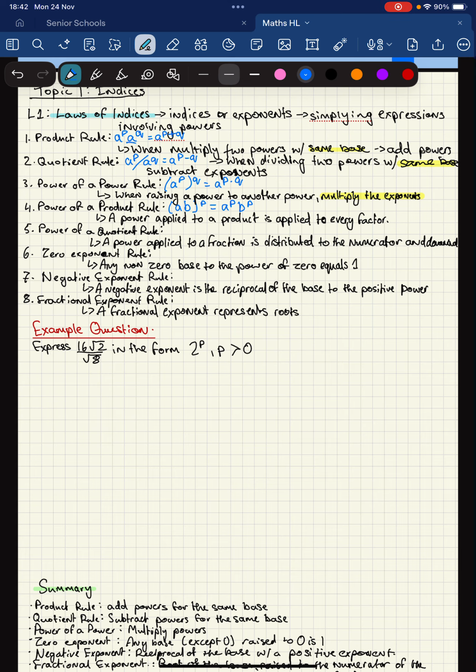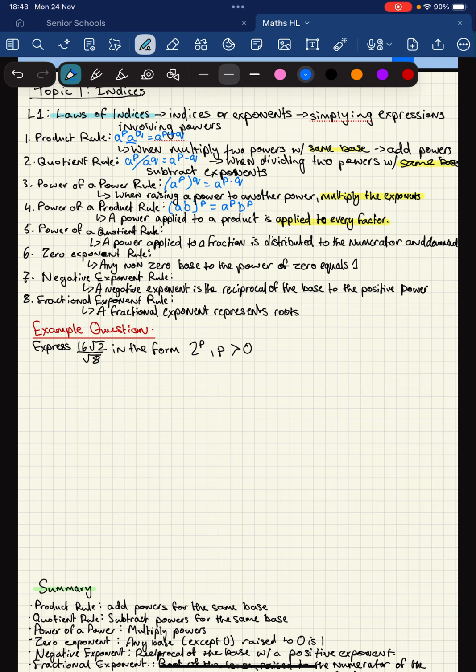So you write each of your bases, each of your numbers or letters, whatever it may be, and then you add the power to each of those. The power is applied to every factor is kind of your main takeaway from that.